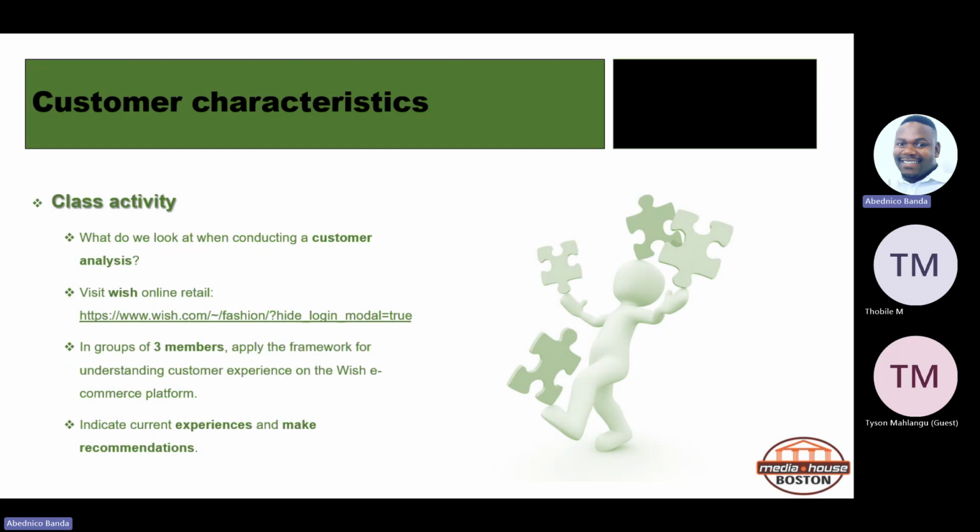Remember, there are only 2 outcomes of good customer experience. The first outcome is customer satisfaction, which is going to lead to loyalty. And the second outcome is repurchase intention. That exercise that I asked you guys, would you go back to your ex?